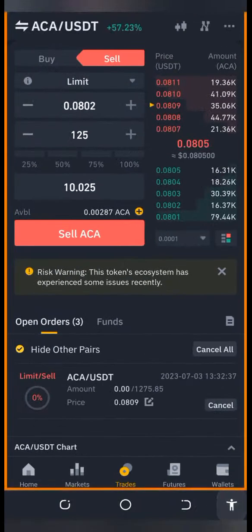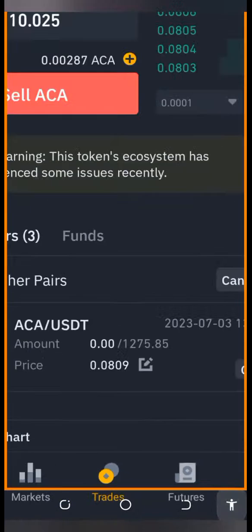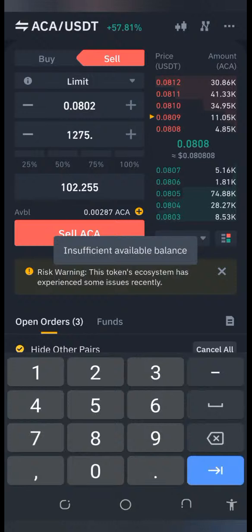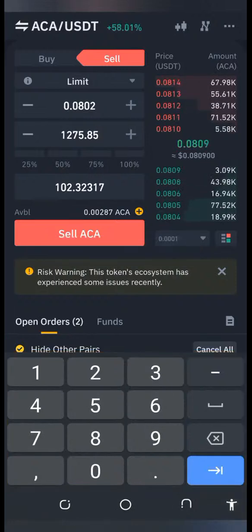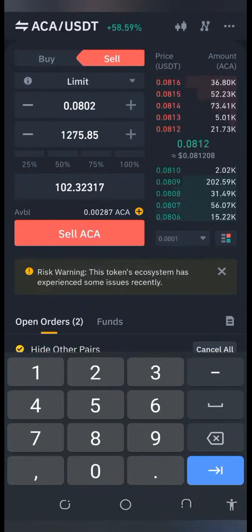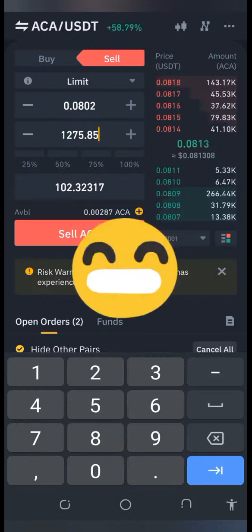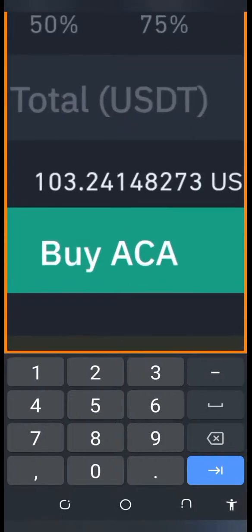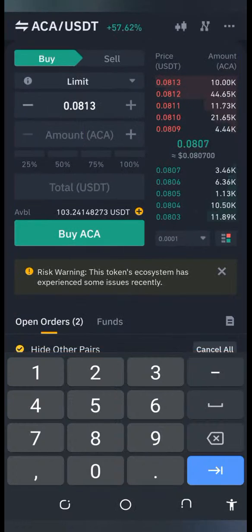Let's see. We're talking about 1275.85. We're currently in profit. I'm cashing out. I am cashing out. Oh my God. I think we've hit it. I think we have hit it. Wow. Oh my God. Can you see? This is what I call the sweet trade. Oh my gosh. Are we going to do this one more time?